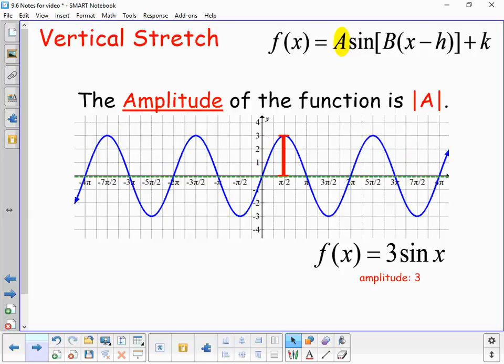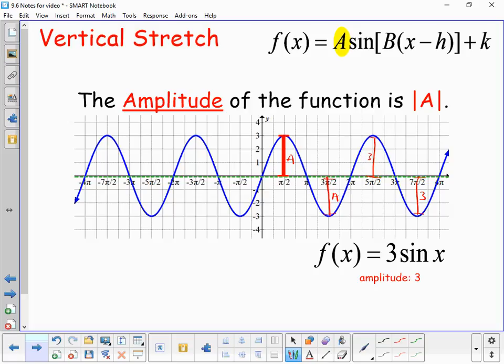We have a name for that distance. It's called the amplitude. So this particular graph shows 3 times the sine of x. You can see I have the midline there at 0. And the amplitude is this distance to the peak. That distance should be the same in each case for each peak and each valley. It should have that same distance.